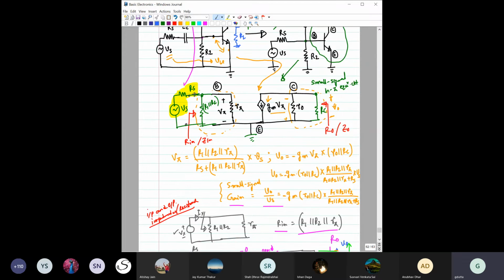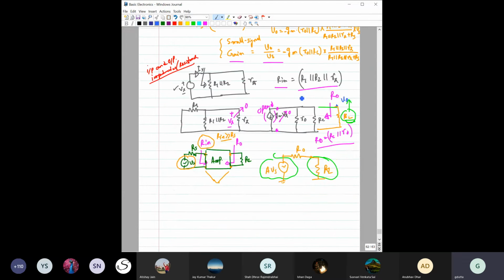But the whole point here was to discuss only one thing: from here you can see this R in has to be much higher than this R s. That means the input resistance of an amplifier is expected to be as high as possible. Similarly, the output resistance of that amplifier is expected to be as low as possible. Otherwise, what will happen?